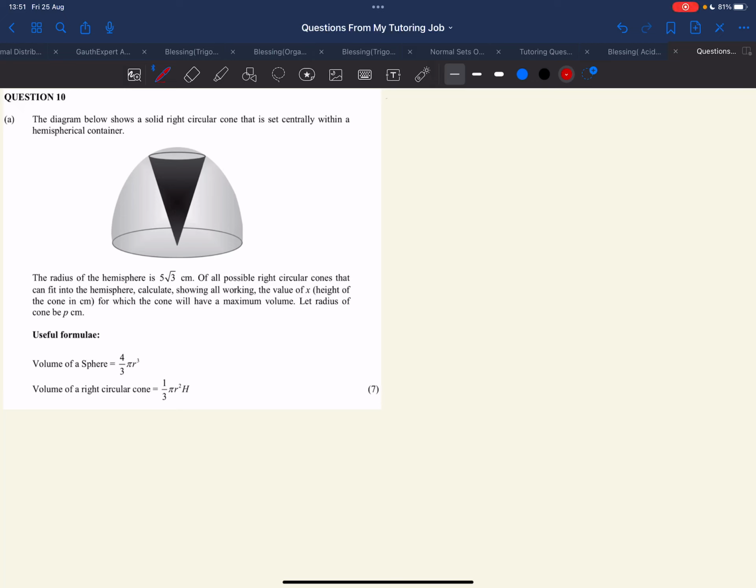Okay, right now we're in question 10a. In question 10a, they say that the diagram below shows a solid right circular cone that is set centrally within a hemispherical container, right? And they say that the radius of the hemisphere is 5 times square root 3 centimeters.